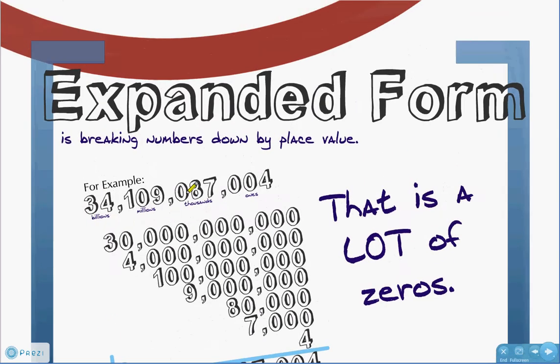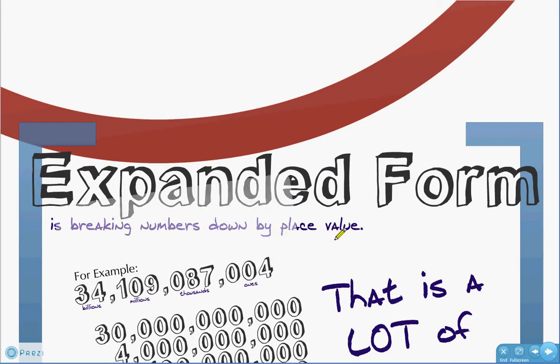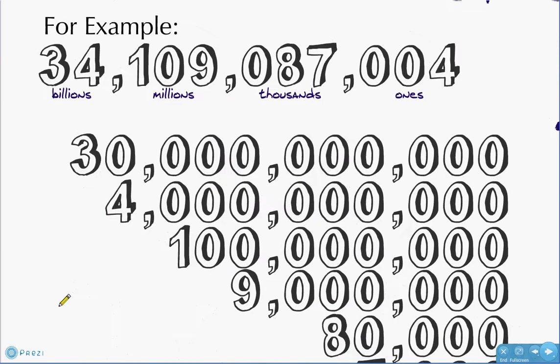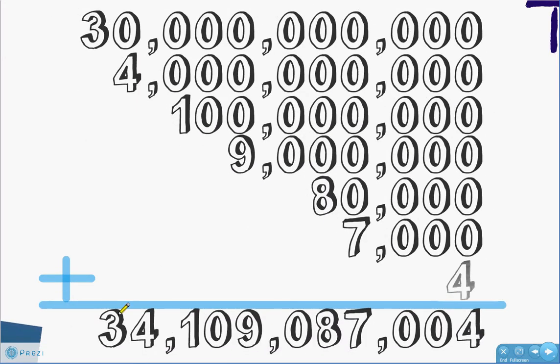Okay, expanded form is breaking numbers down by place value. So now we are going to break it down by individual numbers, not just by sections, okay? So take a look at this number. I added billions in this time, so our numbers are getting larger. So you can see I put the section names on here again: ones, thousands, millions, and billions. But if you look, here's the number again, just for reference, so you can see.